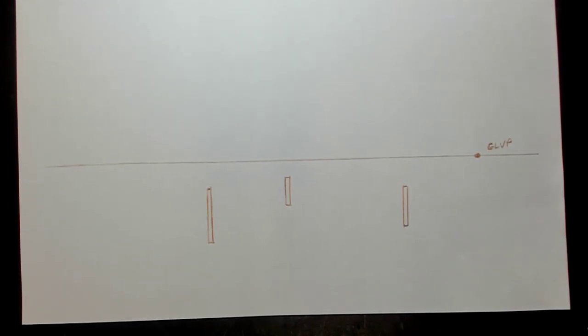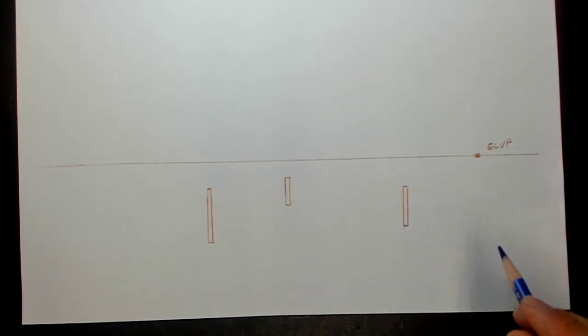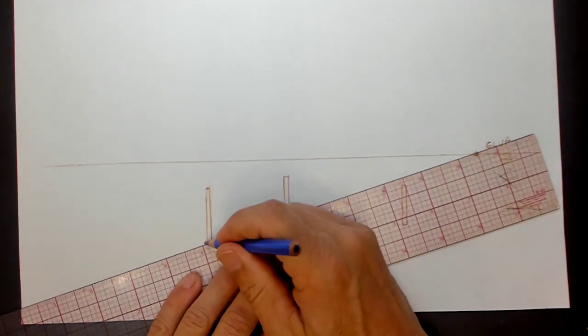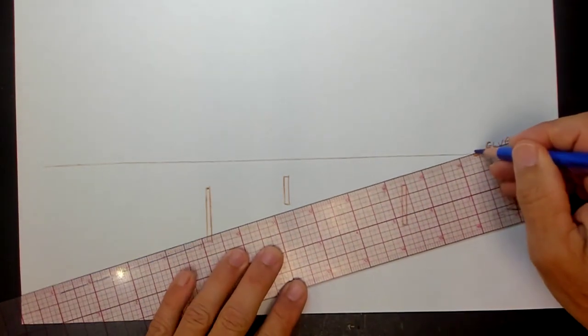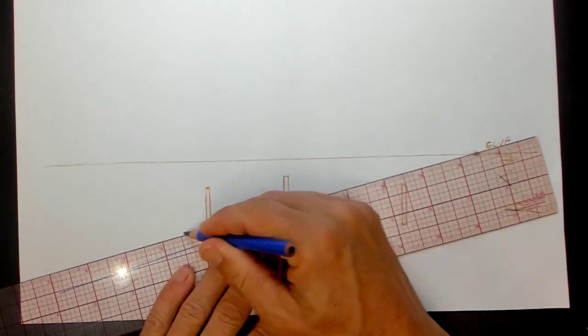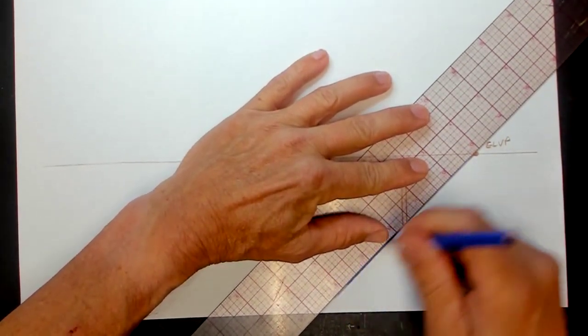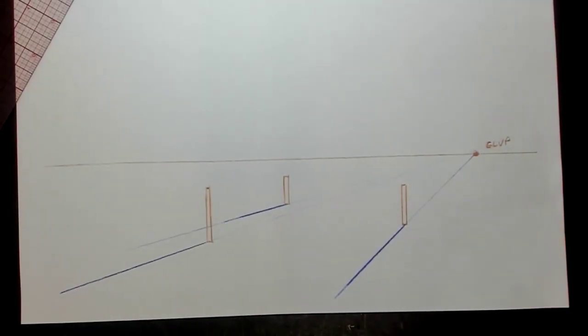So the shadows, if this is the ground line vanishing point, then the shadows of these sticks go this way. Easy. Now, the light angle is what cuts them off. The light angle gives you the length of the shadows. The ground line gives you the angle of the shadows.